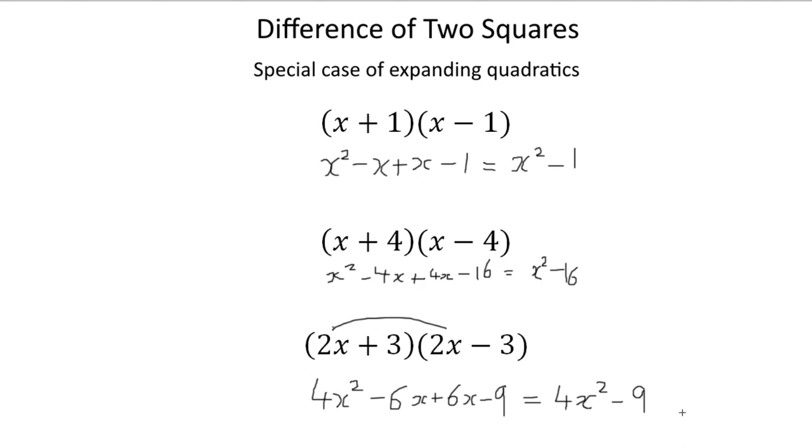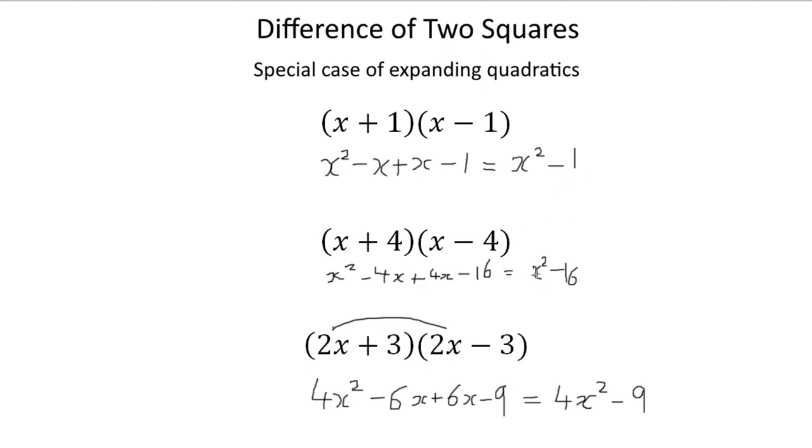There you go. So what happens with all of these is that the values in the middle all disappear in each case. So you're just left with an x squared and then a constant. And that's what you're left with in each case. So this is a very special case of expanding quadratics, and this is called the difference of two squares. It's called that because it is quite literally two squares being subtracted from each other.